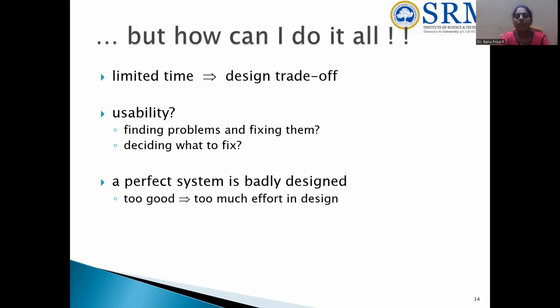But the trade-off is the time. We have usability and limited time. If you look at only usability, obviously the important factor in HCI is maximum usability. But the trade-off for this usability is the limited amount of time. If a perfect system is to be designed, obviously it shouldn't stick to bad design. It has to consider ergonomics. Too much effort to design is obviously a trade-off.